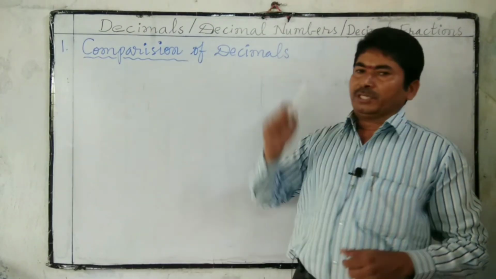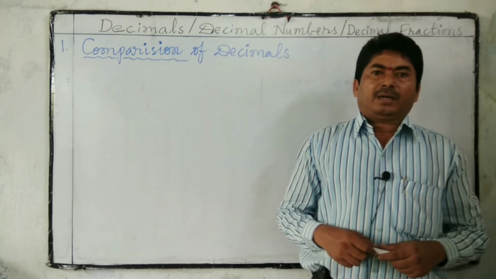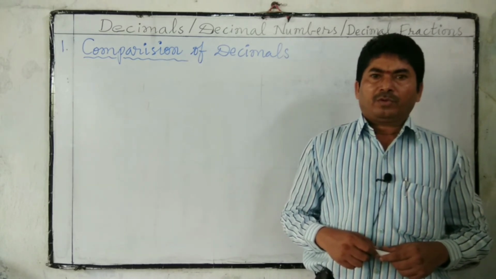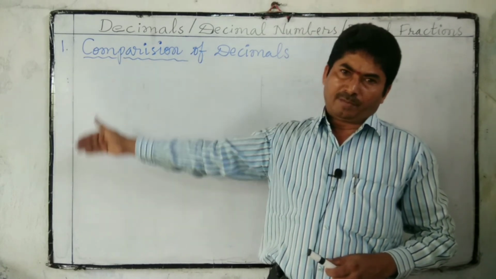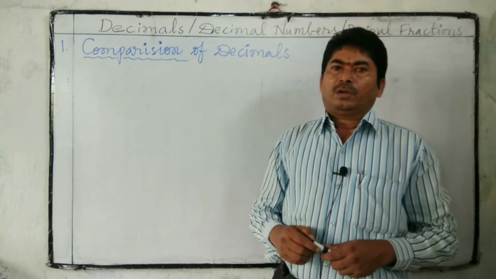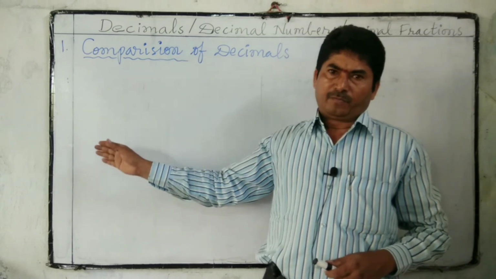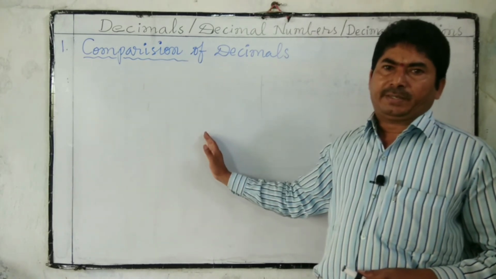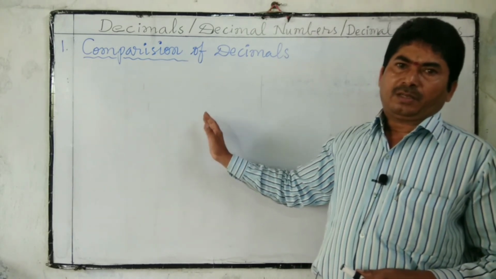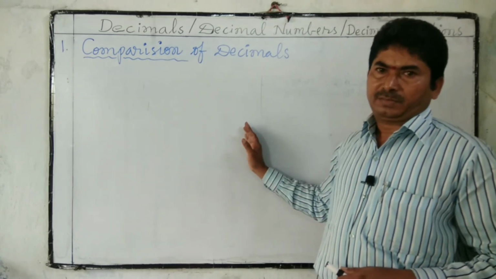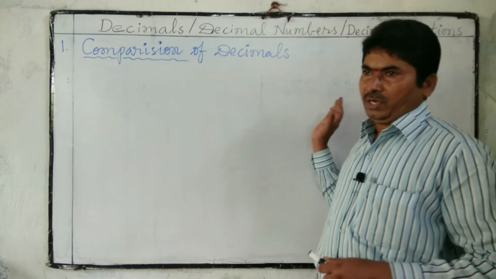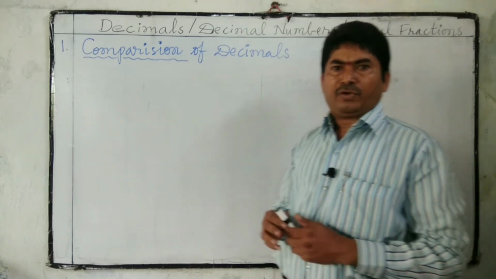Comparison of decimals. To compare decimals, first we have to compare the whole number parts. If they are equal, we compare tenths part. If they are also same, we compare hundredths parts, and so on. Let us see few examples.